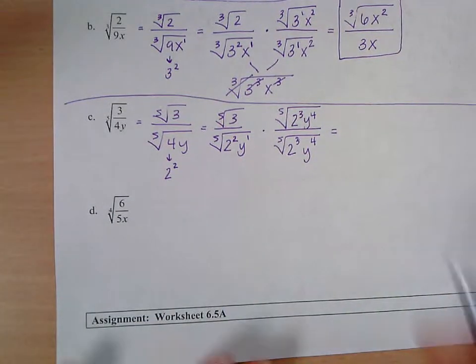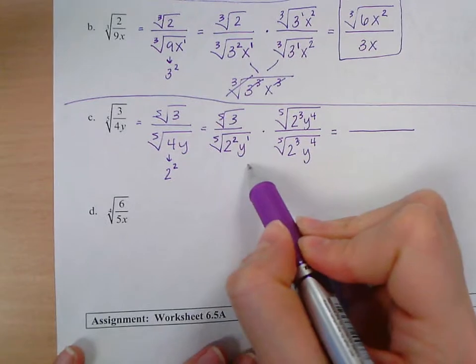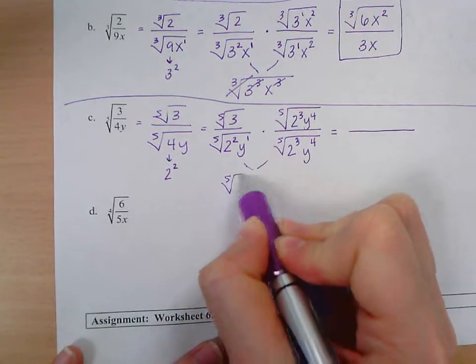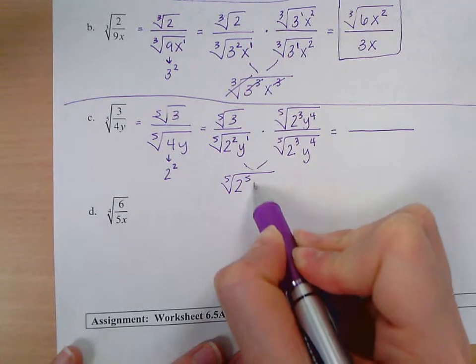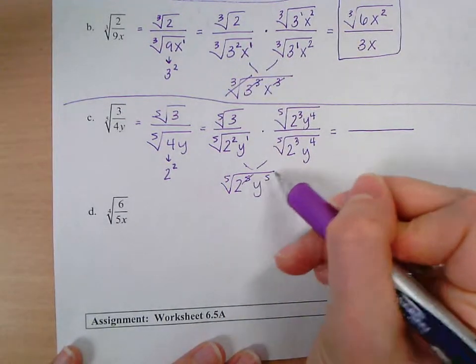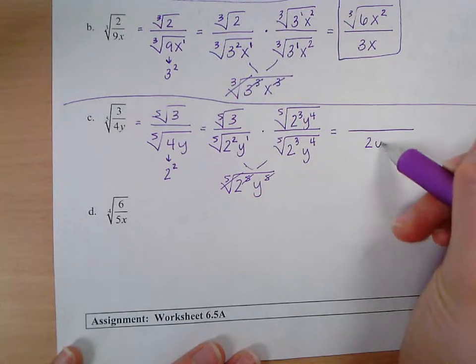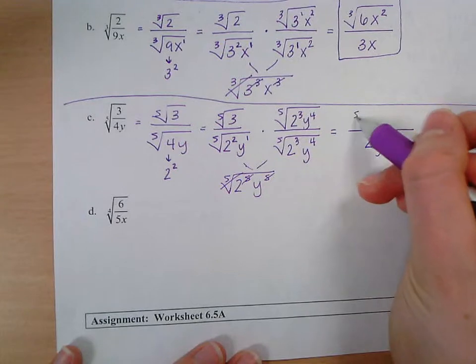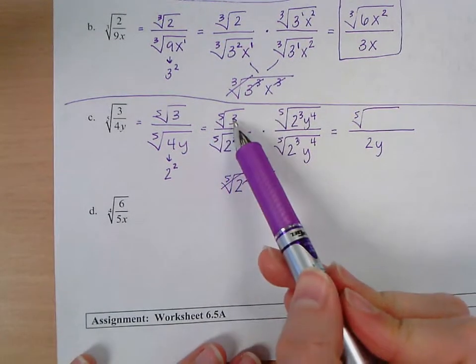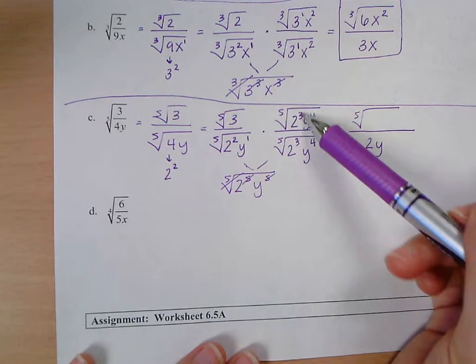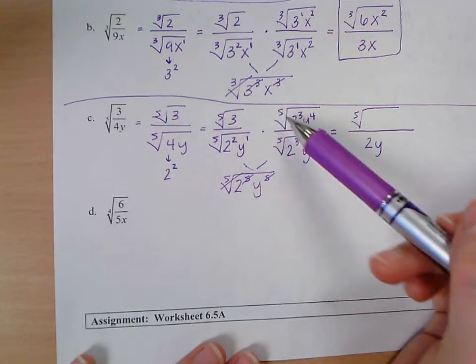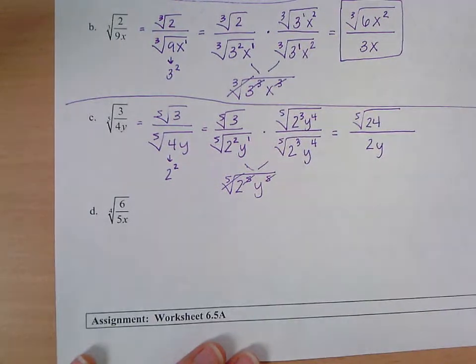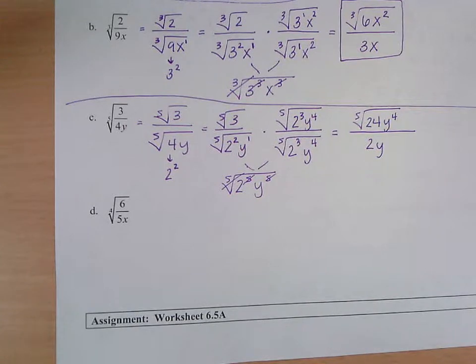So then I'll again deal with the denominator first. My denominator, I have the fifth root of 2 to the fifth and y to the fifth. So those exponents cancel with the fifth root, and my denominator is just 2y. On top, I can multiply those fifth roots together. So I would have 3 times 2 cubed, and 2 cubed is 8. So 3 times 8 is 24. And then I have y to the fourth power. And you could double check, 24 is not a fifth power.